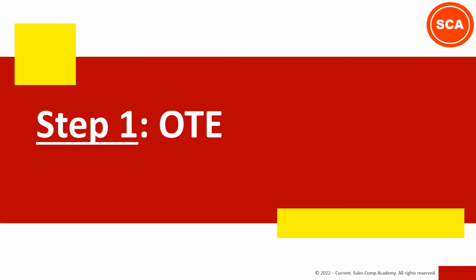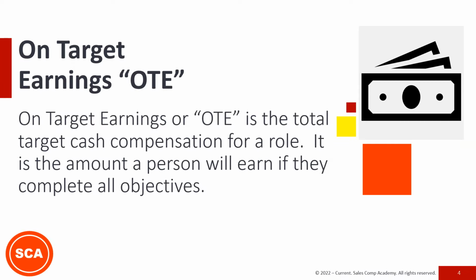Step 1, OTE. On target earnings, referred to by many as OTE, is simply the target pay for an incentive eligible role. Another frequently used term for OTE is TTC, or total target cash. This is how much a role will make if the salesperson completes all objectives. That is the total cash compensation.